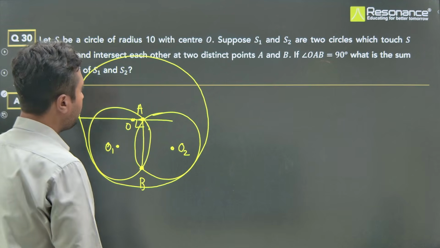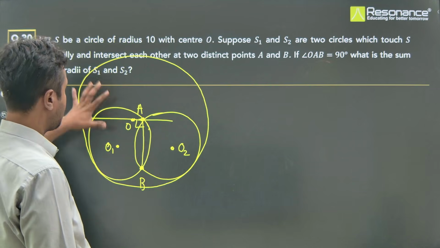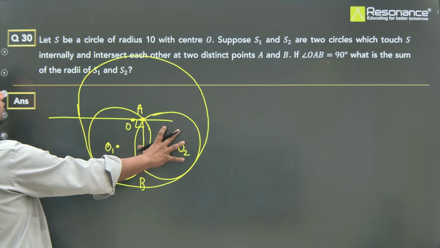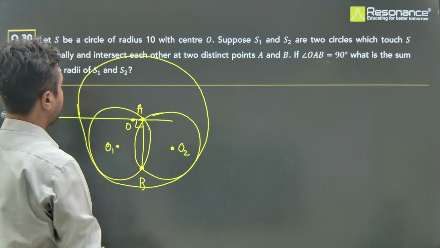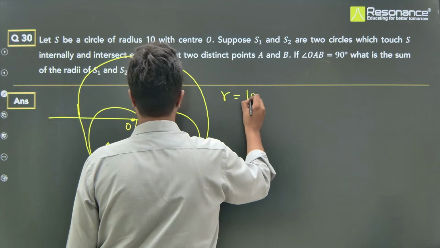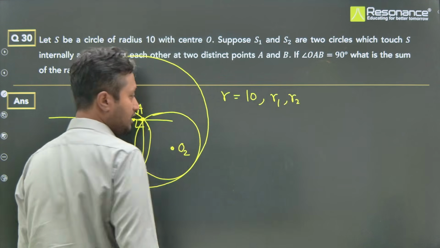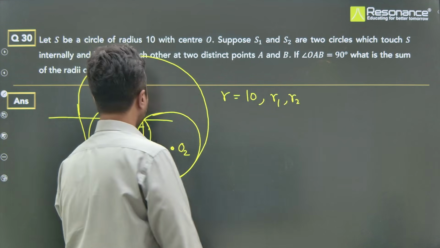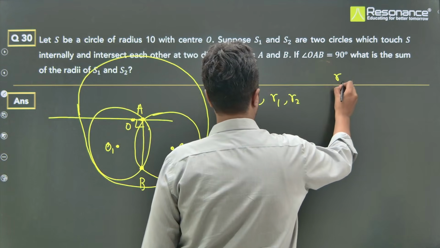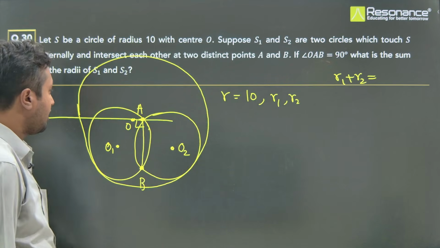All right, now what do we want to compute? What is the sum of the radius of S1 and S2? So this circle is called S1, that is S2, and this circle is S. The radius of the big circle is given to be 10. Radius of smaller circles, we'll just call them R1 and R2. The thing that we are after is R1 plus R2. So let's just keep that over there.